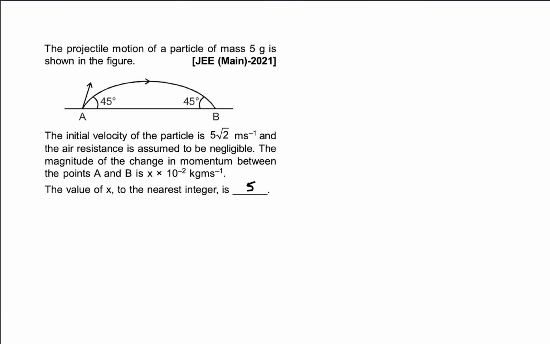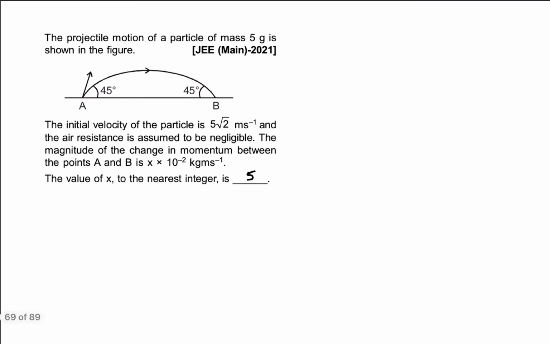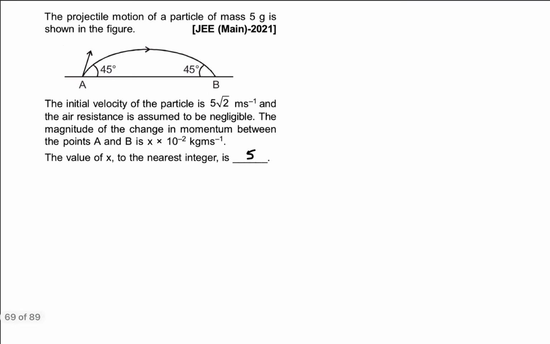Next question. The projectile motion of a particle of mass 5 g is shown in the figure. The initial velocity of the projectile is 5 root 2 meter per second and the air resistance is assumed to be negligible. The magnitude of the change in momentum between point A and point B is what? As I told earlier also, how to calculate what is the velocity.